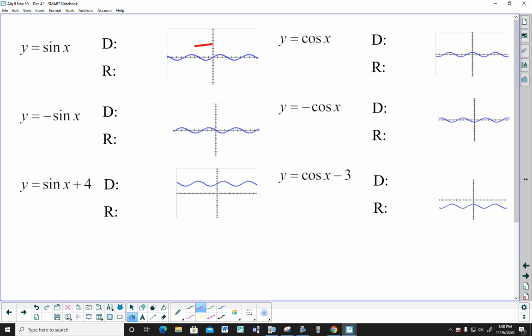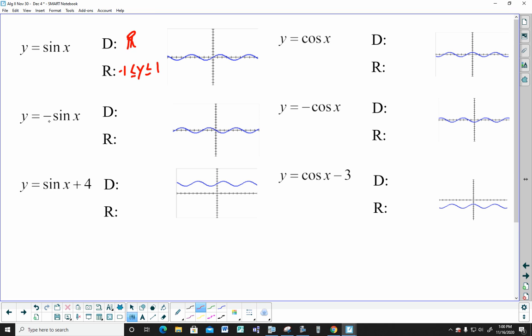Domain. Can the graph go as far left as it wants? Yeah, it keeps doing this wiggling forever and ever. It keeps wiggling as far as it wants. Yeah, left and right, it goes as far as it wants. So it's all real numbers. Now the range, it's trapped. It only goes as high as 1, only goes as low as -1. Smaller number on the left, bigger number on the right.